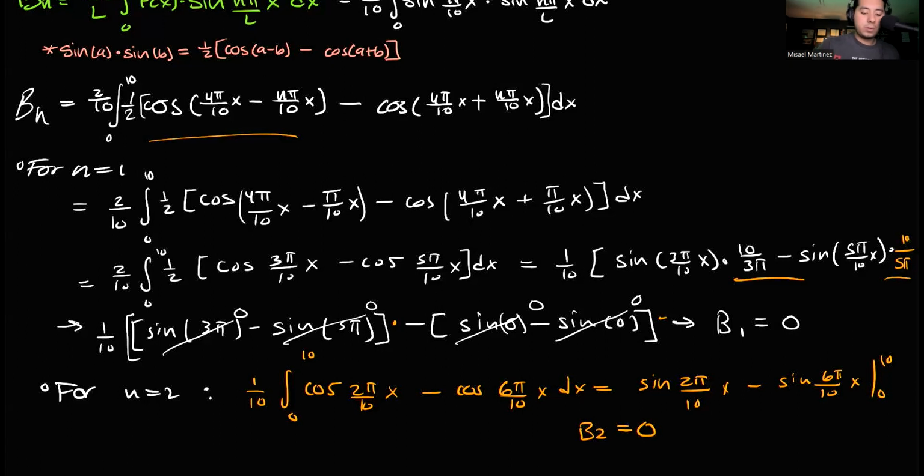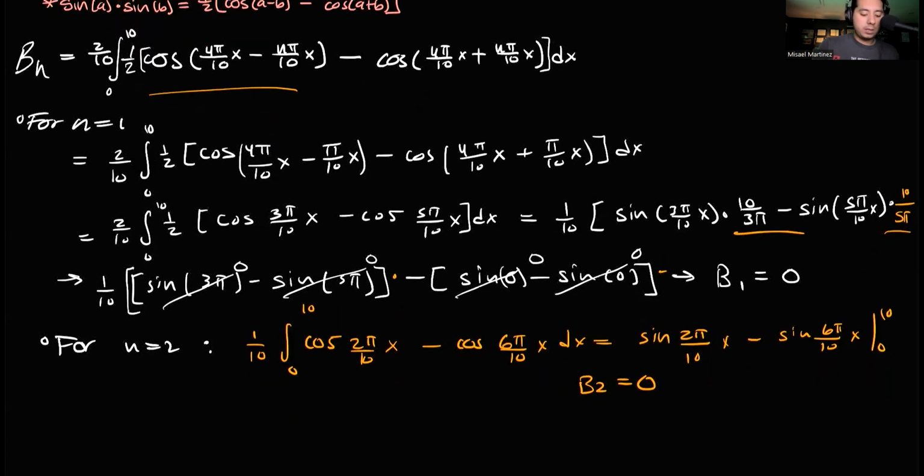If we do, once again, let me just write here, for n equals 3, we're going to get cosine of pi x over 10 minus cosine of 7 pi over 10x. Once again, if you integrate this, you're still going to get sine of pi, which is 0, sine of 7 pi, 0, so we're still going to get the same thing. So for this one, we can see B3 is equal to 0.